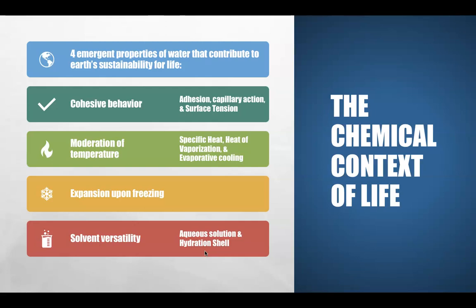Now, the next emergent property is going to be moderation of temperature. Temperature is going to be moderated in areas around water because water has a high specific heat capacity, a high heat of vaporization, and it also has what's called evaporative cooling. What that means is that it takes more heat to change the temperature of water by 1 degree than it does the areas around it.